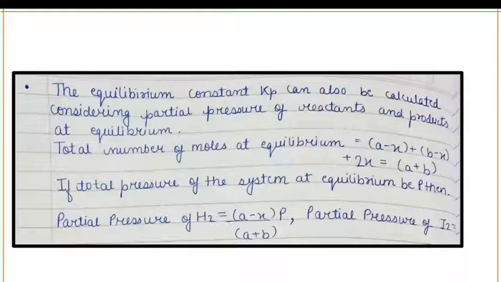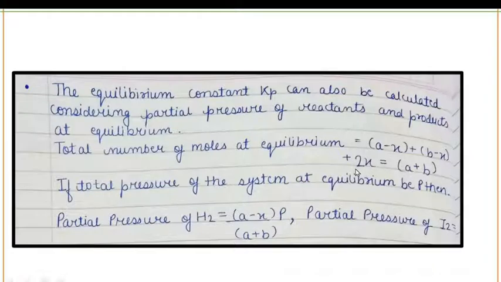So after calculating the total number of moles at equilibrium, you will get A minus X plus B minus X plus 2X equals A plus B, which means A plus B is your total number of moles at equilibrium in that particular reaction.